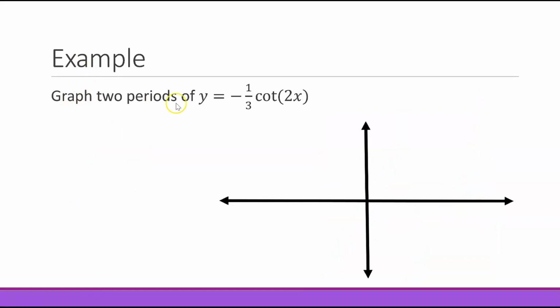Now let's go ahead and graph 2 periods of y equals negative 1/3 cotangent 2x. So I'm going to start by recognizing this is a cotangent function and sketching a general cotangent function without any labels. A general cotangent function has a vertical asymptote along the y-axis. And then I'll put another vertical asymptote over here. And I'm drawing 2 periods, so I'll put another vertical asymptote over here.